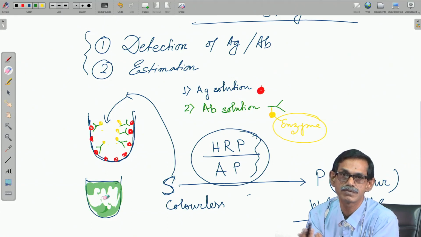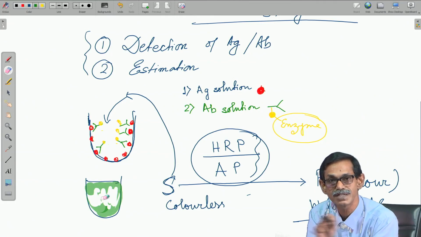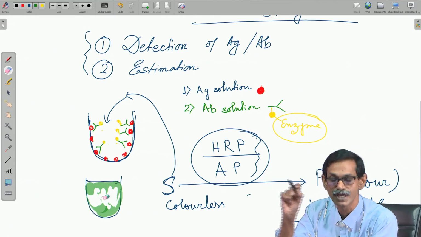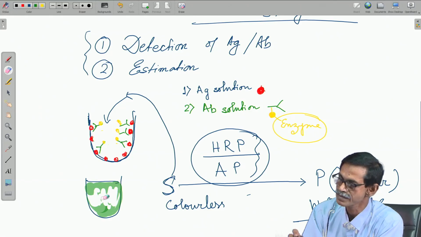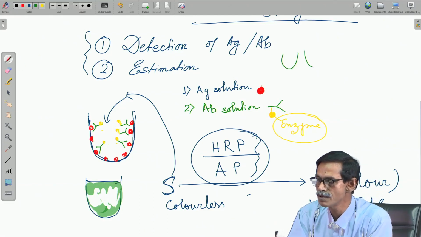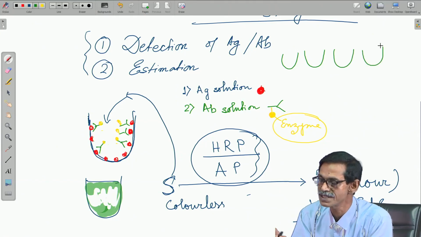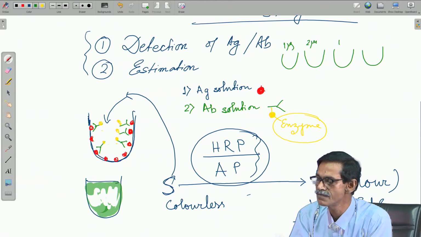I am sure you did some DNA estimation or protein estimation in biochemistry lab. Okay. In that, what did you do? First you did a standard curve, with known amounts. So, what you have to do is make multiple wells, where you give known amounts of antigen, say 1 microgram, then 2 microgram, then 4 microgram, then 8 microgram.